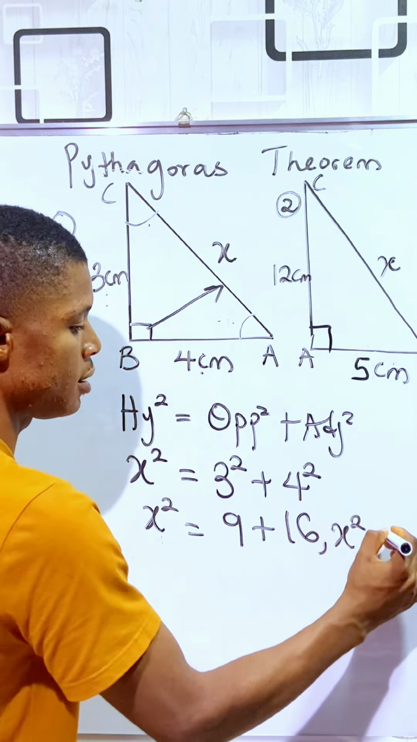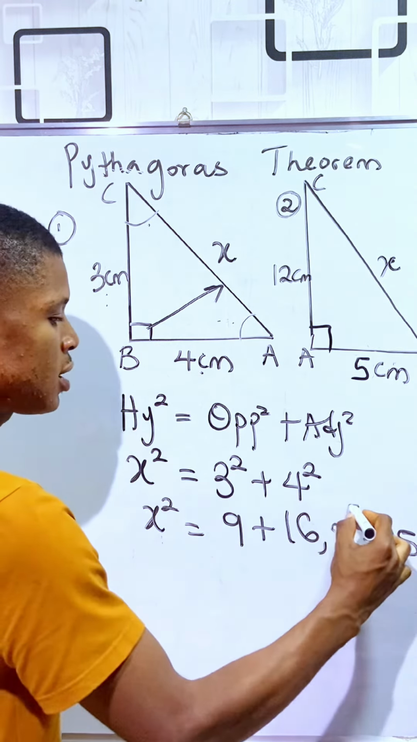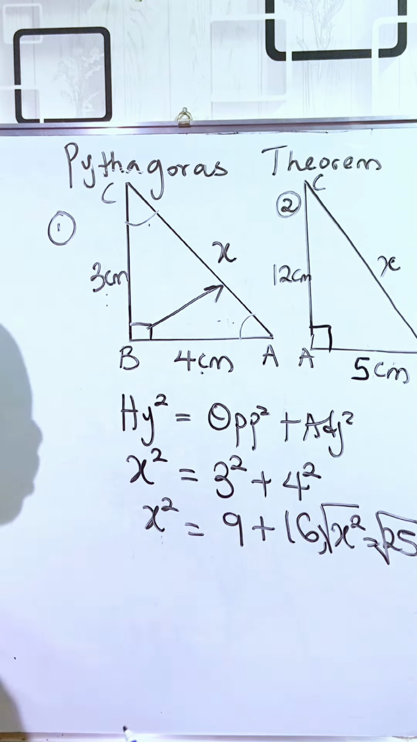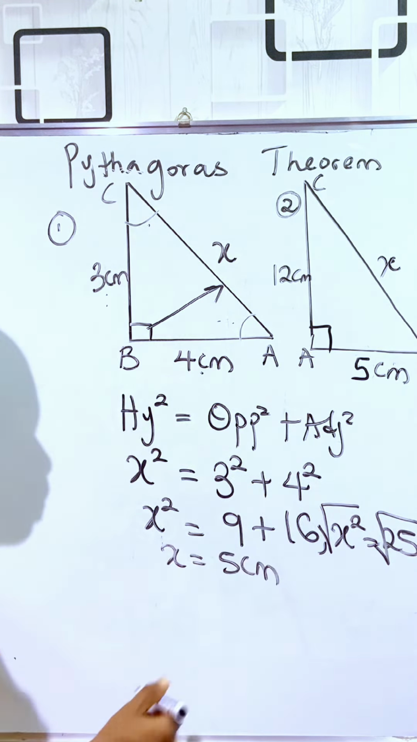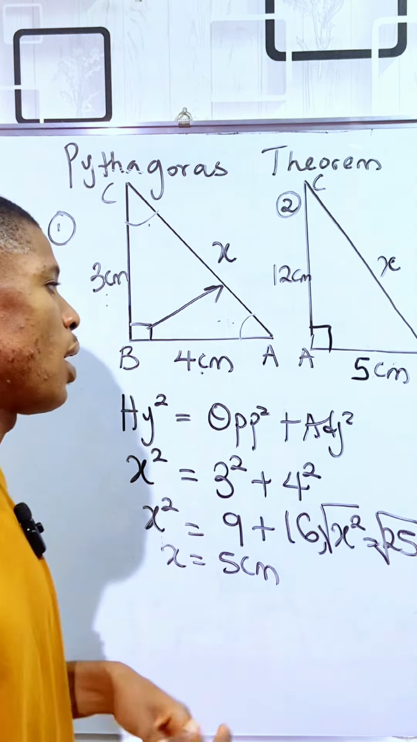x squared is 25. To get the value of x, you just have to take the square root of both sides. If you take the square root of both sides, x is actually 5 cm. Do you understand it now? So to solve the next one, we use the same pattern.